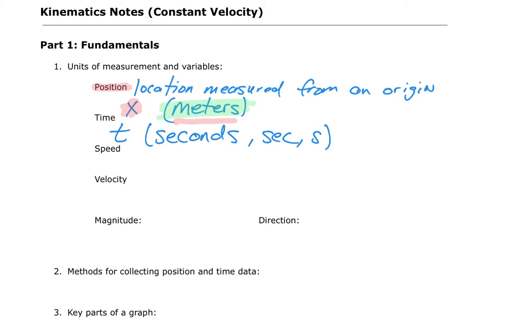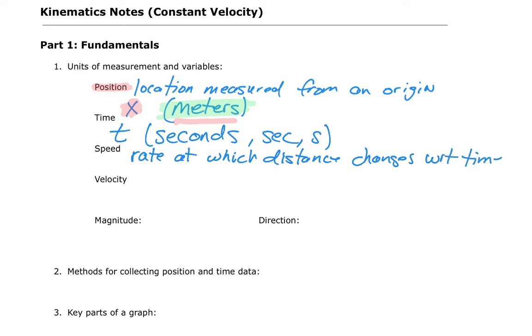Speed is going to be the rate at which distance changes with respect to time. So WRT is with respect to time. We're going to use the letter S to stand for speed, and we're going to use meters per second to measure speed, okay? Velocity is very similar. I'm going to use the term velocity and speed kind of interchangeably, especially for now.